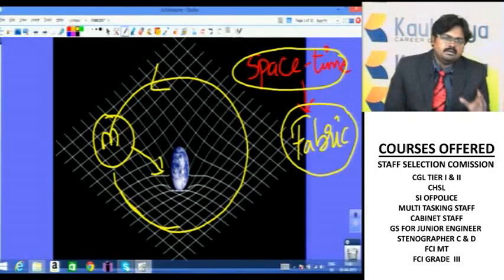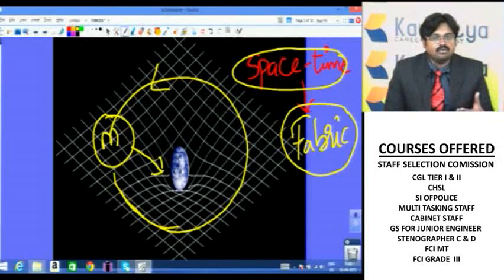Now you have to remember that gravitational forces can work from a distance of a few meters to infinite distances. So the range of the gravitational forces is from a few meters to infinite. You could take thousands and millions of kilometers.